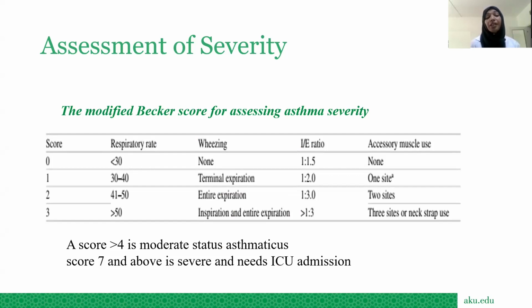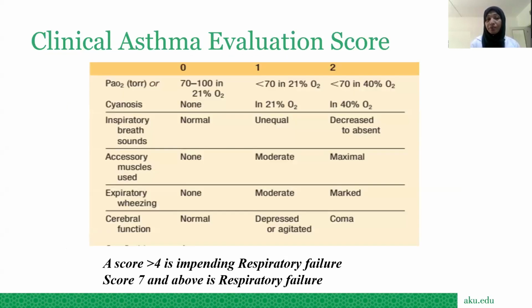But if the respiratory rate is increasing, wheezing is now present on expiration, and then on both inspiration and expiration, with the IE ratio increased to more than 3, and there is use of accessory muscles, it means the patient's asthma is getting severe and he may need admission to the hospital or to the pediatric intensive care unit. A score of 4 or more is moderate status asthmaticus, and 7 and above means the patient needs ICU admission. Then there is another score which is called the clinical asthma evaluation score.